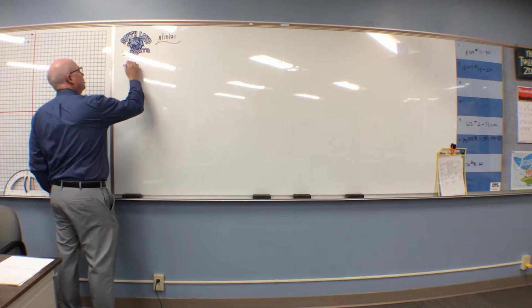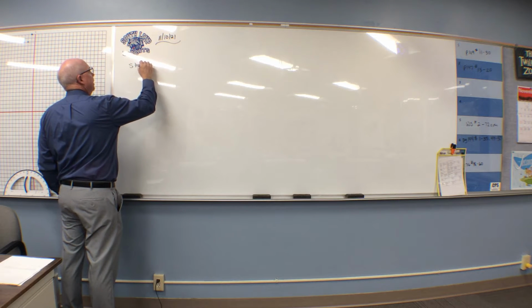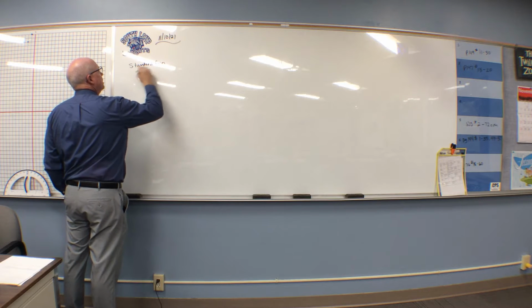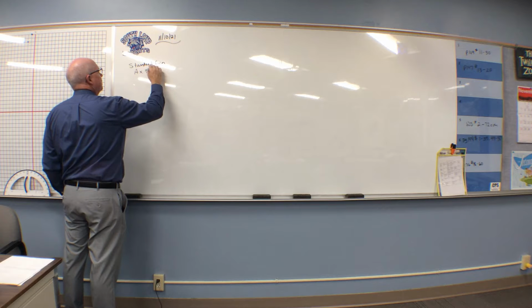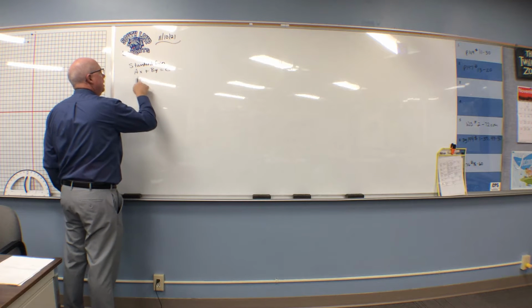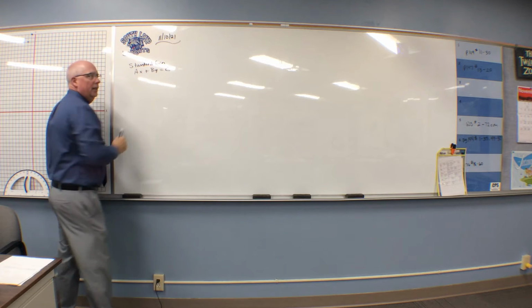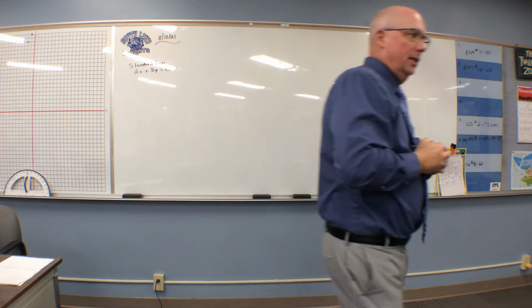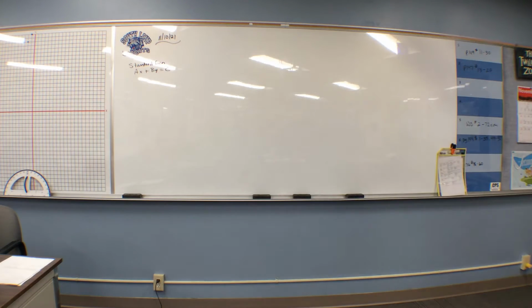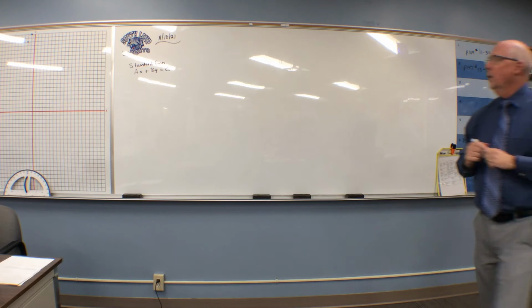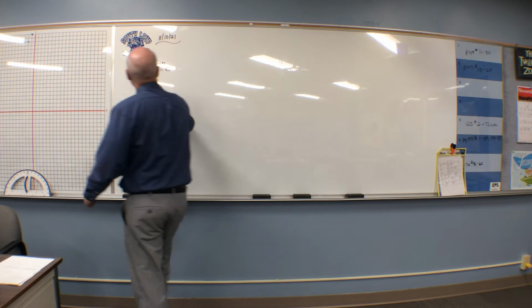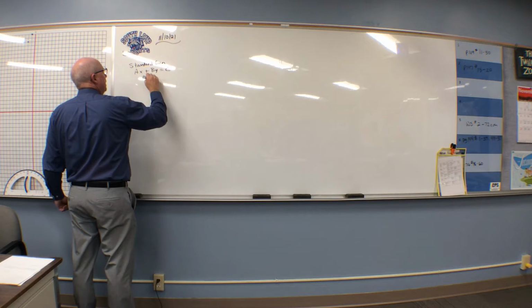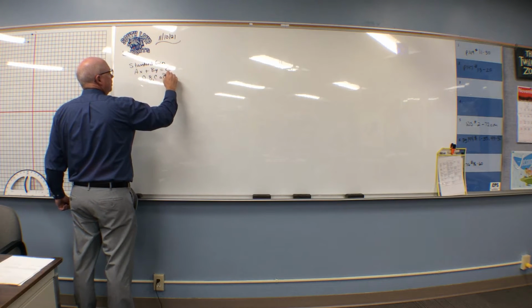So I'm just going to throw some things at you. I do want to reiterate standard form is capital AX plus capital BY equals capital C. A and B and C are integers. That means they can't be fractions, right? They cannot be fractions. They cannot be decimals, okay? So A, B, and C are integers.